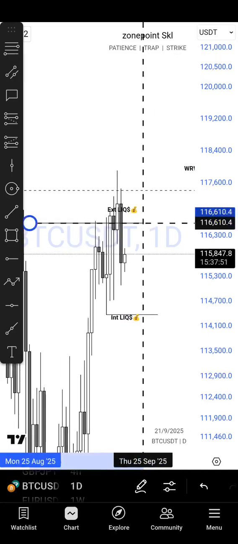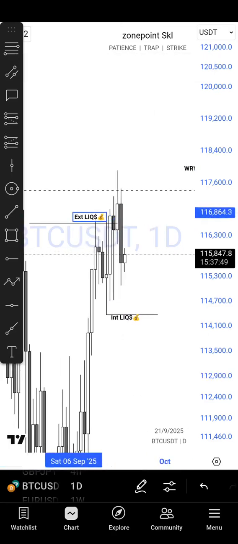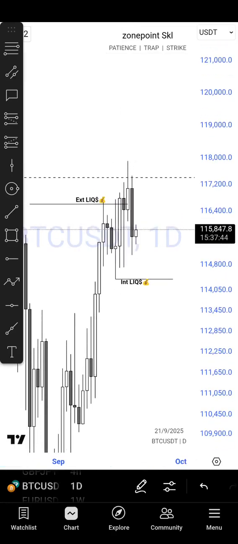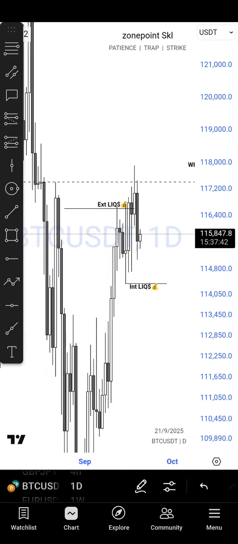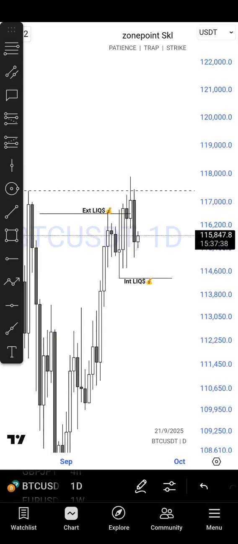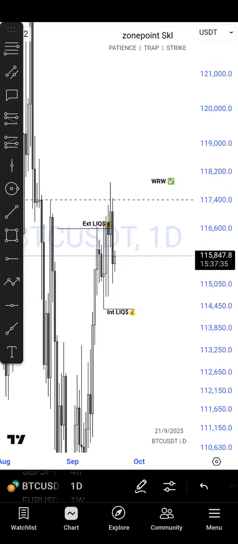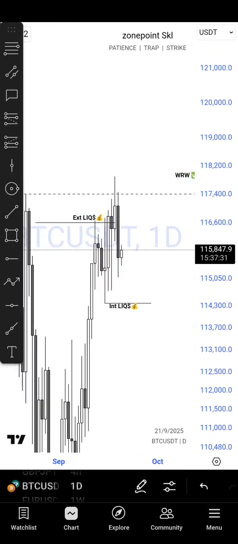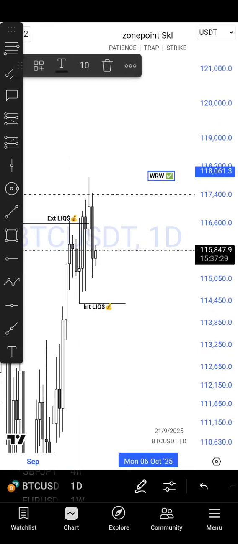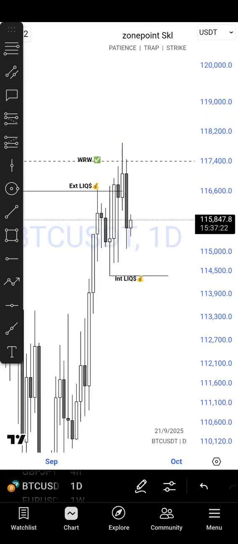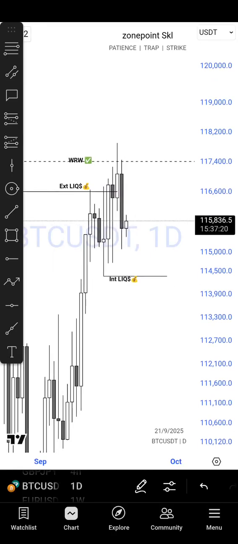What I need is to check what is happening currently. You see this external liquidity that I was talking about on the weekly? Price has swept it up and is now coming bearish. That's what I explained on the weekly chart. Let me push this one, okay, I can't push it. I forgot that it is a key level line. Let me bring it nearby. So we have this weekly reject weekly, external liquidity, internal liquidity.